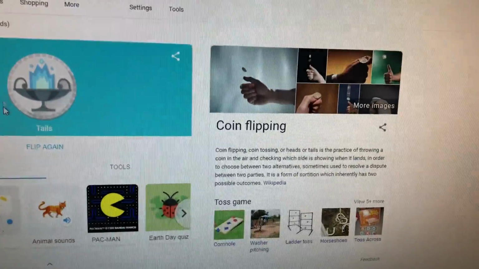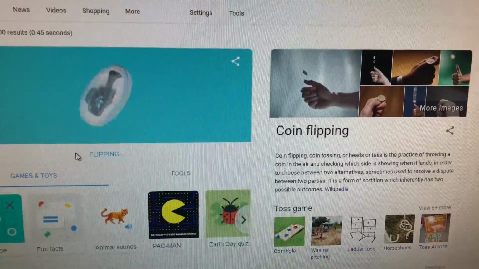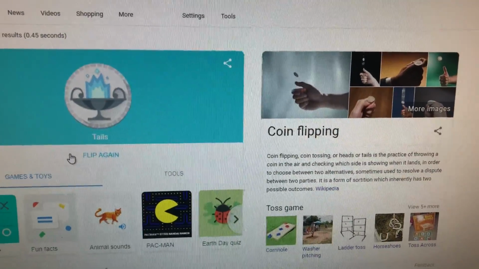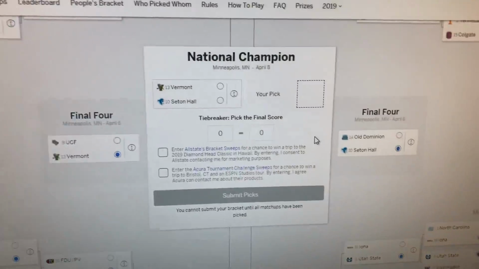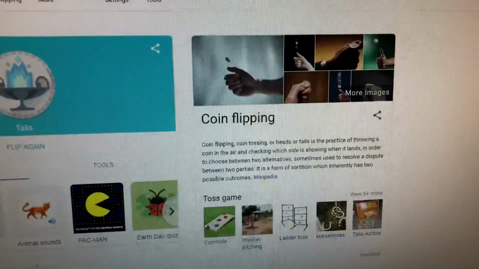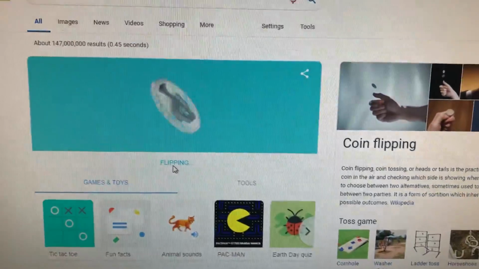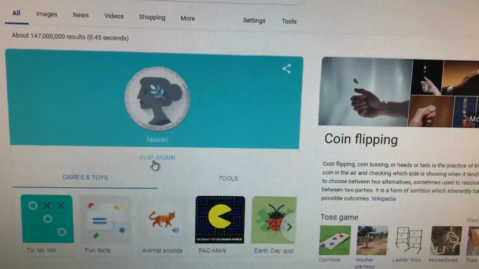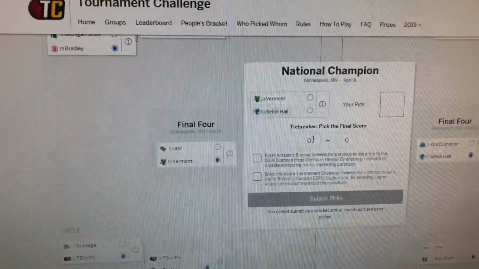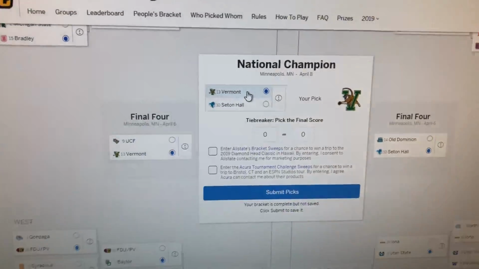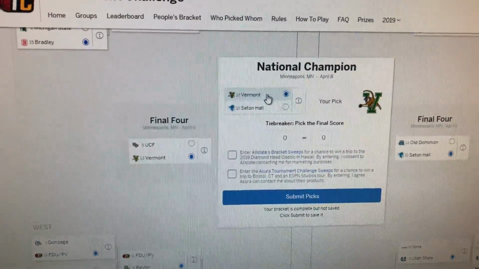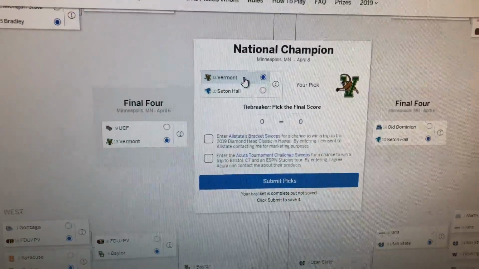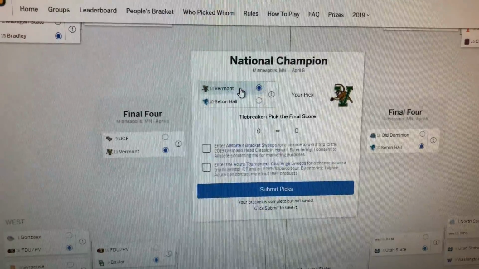Old Dominion, Seton Hall. Let's see a heads right here. Let's get Old Dominion. Dang it, tails, but I'm okay with that. Seton Hall is a 10 seed. 13 seed Vermont. Heads for Vermont. Tails for Seton Hall. Who is going to win the national championship game? We have heads. We have the 13 seed Vermont Catamounts winning it all. What a crazy coin flip. Holy crap. A 13 seed winning it all. Almost all double digits in the Final Four.